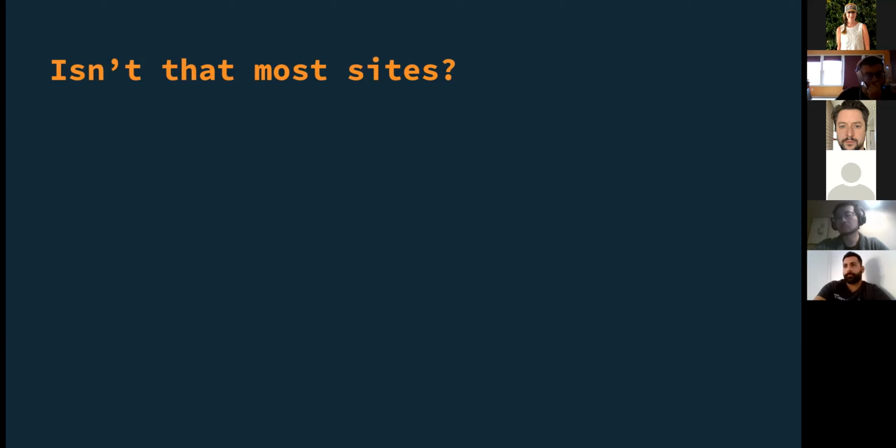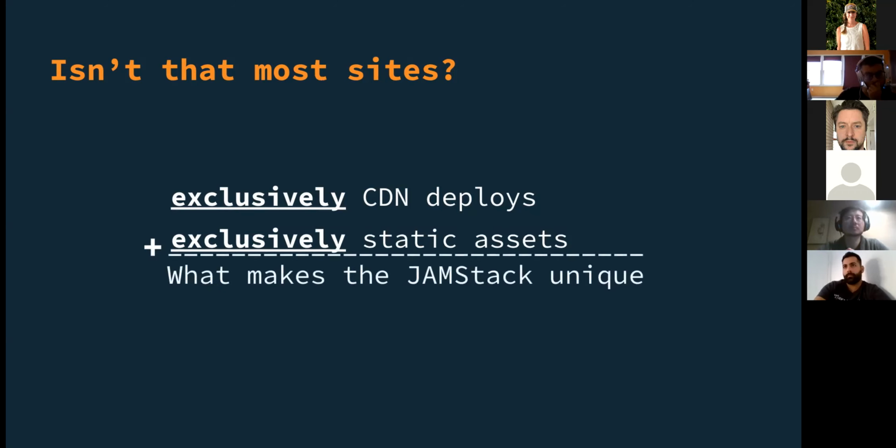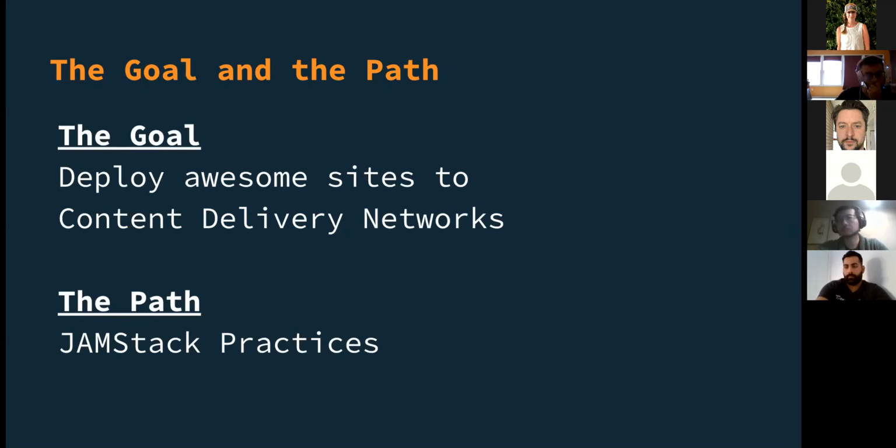So for our exploration, we're going to take a little bit of a different route. We're going to start by looking at what a content delivery network is, and then we'll work backwards to the thing that we're deploying, which is fully static assets. We'll do that by exploring the three main approaches for rendering websites: server-side rendering, client-side rendering, and pre-rendering. And we'll see that those two things together are what make the JAMStack unique. Then we'll bring it all together in the demo as we deploy the blog. So that's some background on the JAMStack. Our goal, deployment of awesome sites to content delivery networks. The path is JAMStack practices.